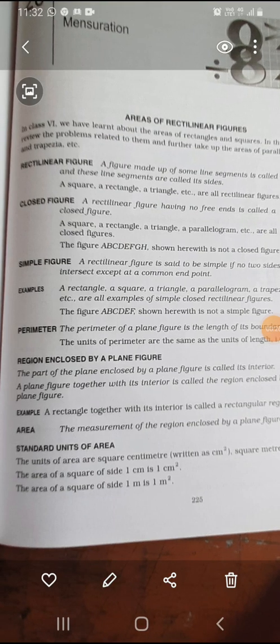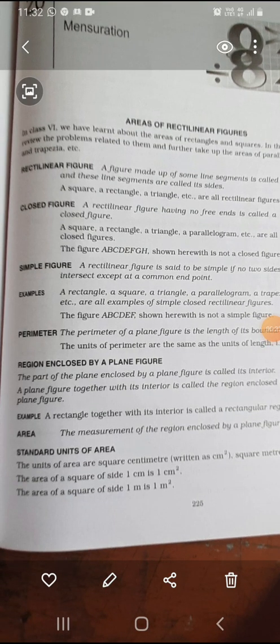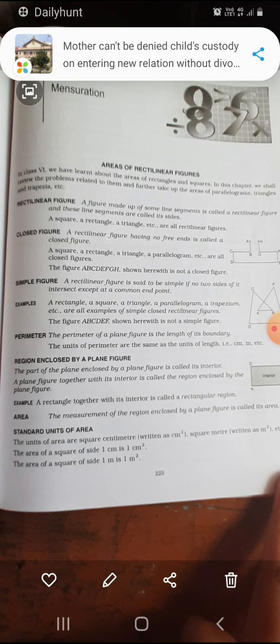First of all, we will go for what we mean by a rectilinear figure. A figure made up of line segments is called a rectilinear figure. There is no curve in that. A curve is like a circle, which has a curve. That type of curve is not there. Any closed figure which is made up of only straight lines is known as a rectilinear figure.